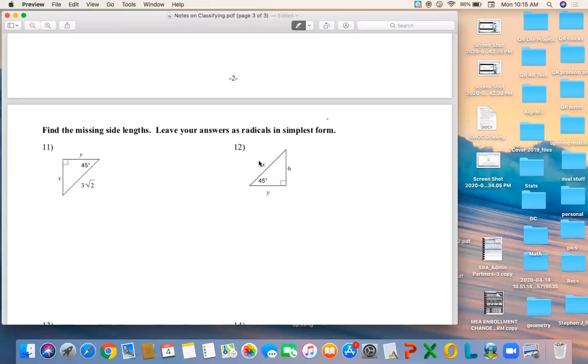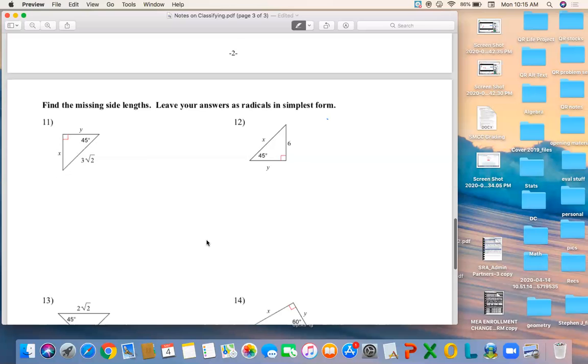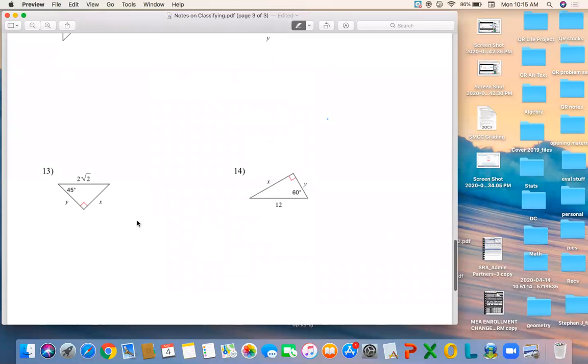If this is 6√2 and this is 6, if we go over here and apply that, we say, well, this number right here is the length of these two sides. So in this one, x and y are both 3. That's how a 45, 45, 90 triangle works. Again, here, we take this number here. This is 2, this is 2.